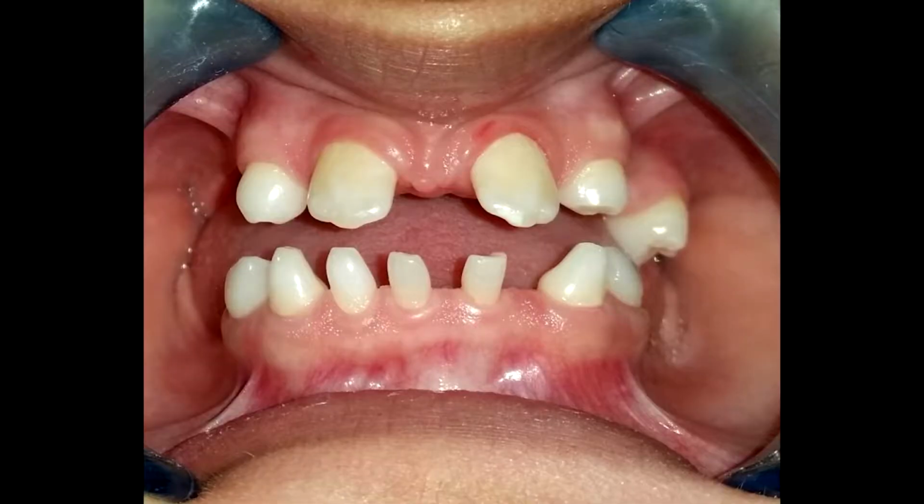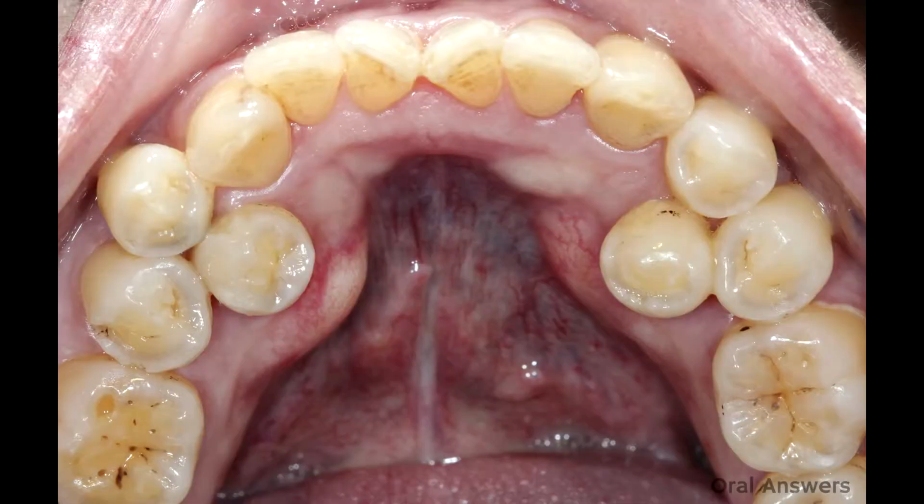Hypodontia. The cause is developmental. It's located on the maxillary third molars, the mandibular third molars, the maxillary lateral incisors, and the mandibular second premolars. The clinical feature is the absence of one or more teeth, and radiographically is also the absence of one or more teeth. The treatment is prosthetic replacement of the missing teeth and it can be diagnosed clinically and radiographically.